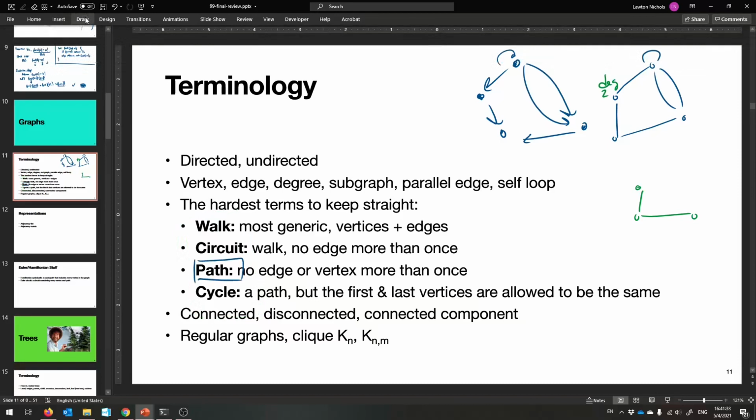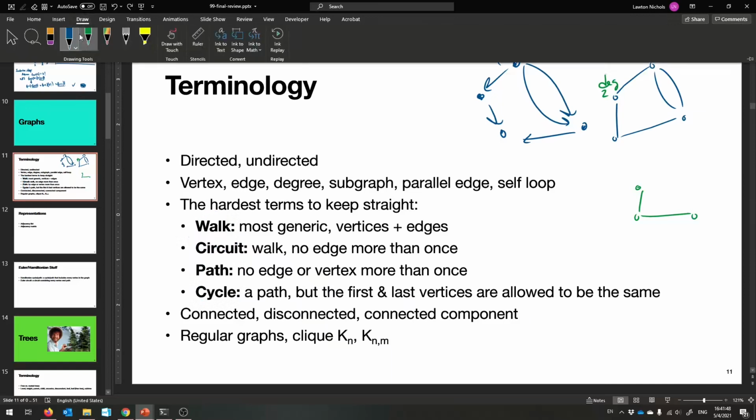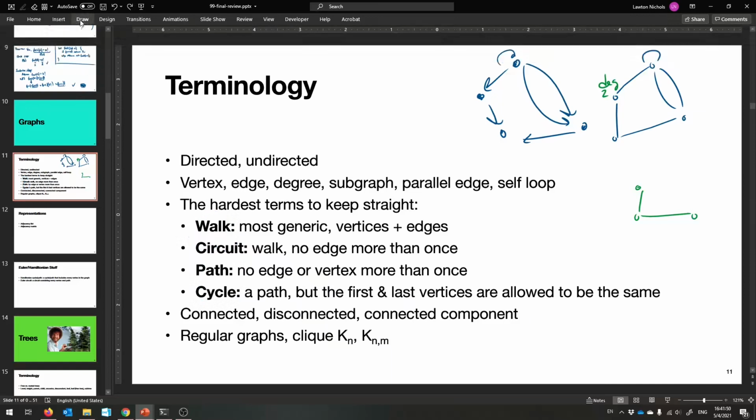99% of the time in computer science, we care about paths and cycles. Walks and circuits, they don't really cross our mind. But you kind of use these to get to here, if that makes sense. So a walk is just any way that you can move around a graph.